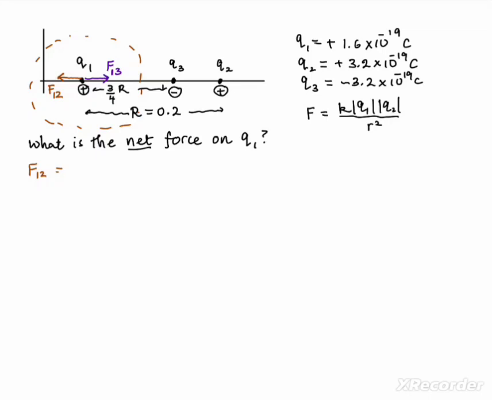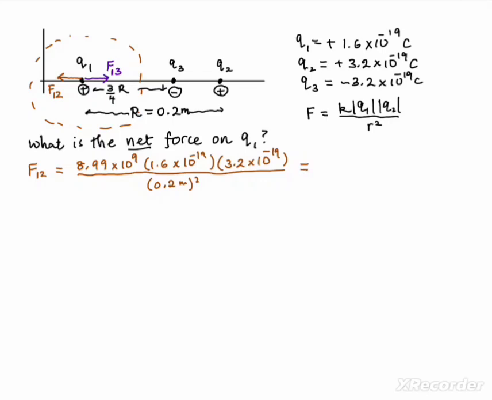So F12 is k, 9 times 10 to the 9th. I'm not writing the units here. Then we have Q1, which is 1.6 times 10 to the negative 19th coulombs, and Q2, which is 3.2 times 10 to the negative 19th coulombs, divided by the distance between Q1 and Q2, which is r, 0.2 meters. So this is 0.2 meters squared. This should be in meters right here.